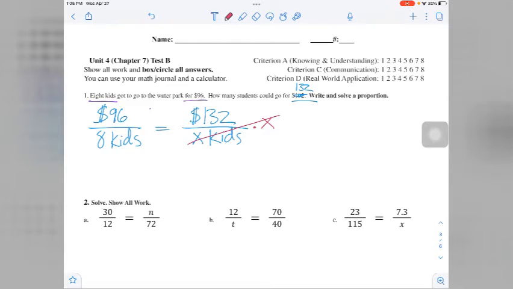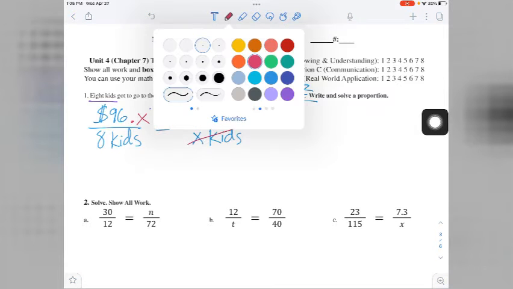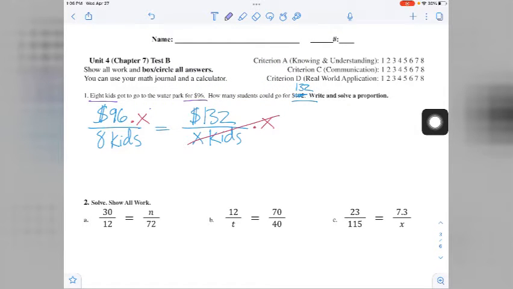Now you may be thinking, well, what happens to the x? Well, in order to keep it balanced, I also have to multiply the other side by x. So this also gets multiplied by x, and now I have 96x divided by 8. And now if I want to get rid of this divided by 8, I have to multiply by 8. So multiplying by 8 cancels that out, but then I have to multiply the other side by 8. And so what I ended up with is an equation that says 96 times x equals 132 times 8.